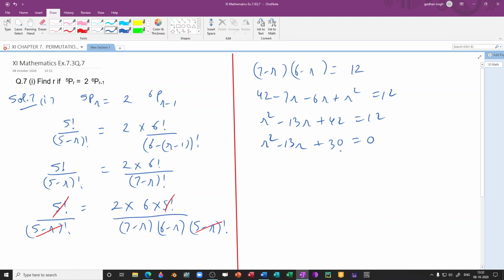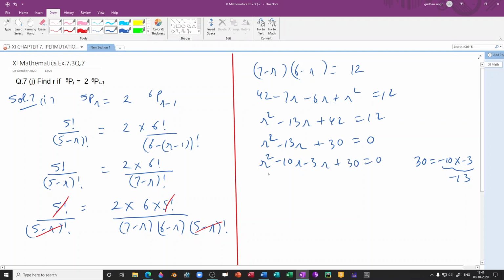Now splitting the middle term, and the middle term is negative. If you multiply the constant 30 with the coefficient of r square, we get 30 into 1, that is 30, and 30 we can write as minus 10 into minus 3. So when we multiply we get 30, and adding them we get minus 13. So we'll rewrite the middle term as r square minus 10r minus 3r plus 30 equal to 0.